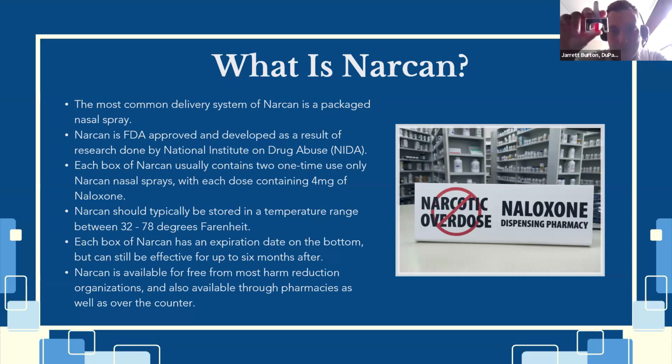Where you need to be careful is on the higher temperature ranges. If you store it somewhere like in the glove compartment of your car over the summer, in time that can dissolve the medication in here. So we need to be careful about how we're storing it. There is an expiration date on the bottom of each box of Narcan. It usually has a couple of years, depending on the rotation and where you're getting it. But even if it's past the expiration date, it still has some efficacy for up to 6 months after that date. So better safe than sorry. If it has a little expiration, you can still try it. Narcan is available for free through most harm reduction organizations, but as we'll talk about a little bit later, it's also available through pharmacies as well as over the counter.